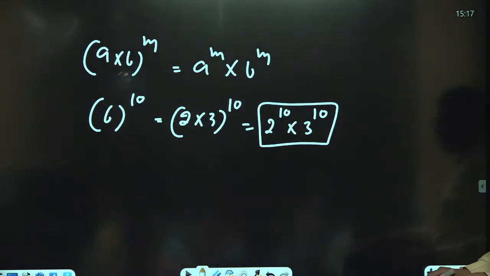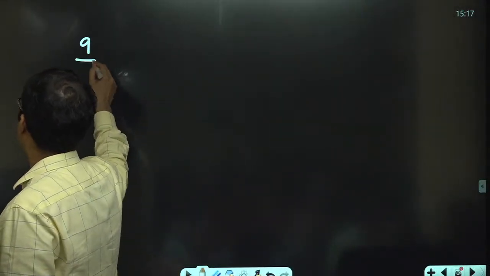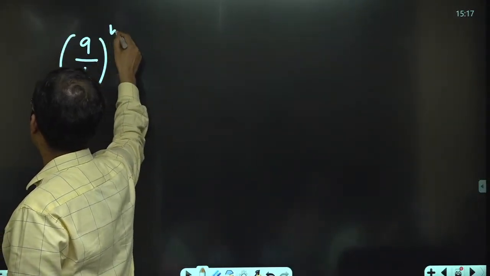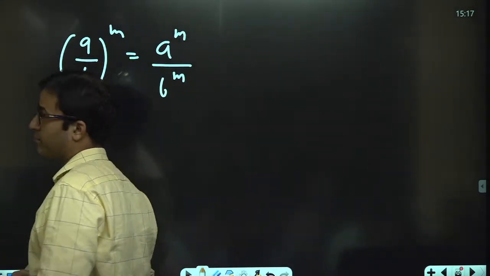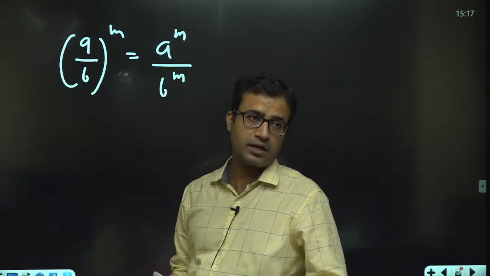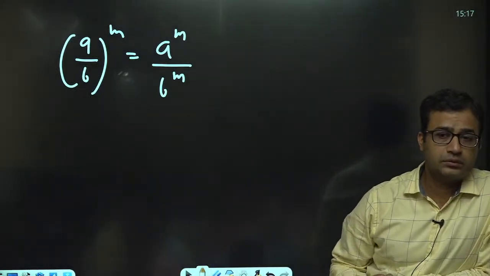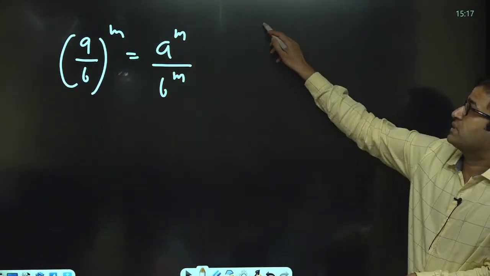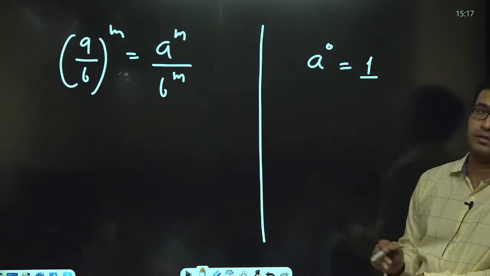Next, rule number 5. a upon b to the power m is a to the power m upon b to the power m. Just write down. Rule number 6. a to the power 0 is 1.